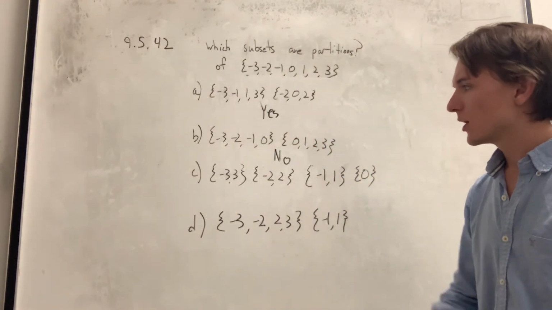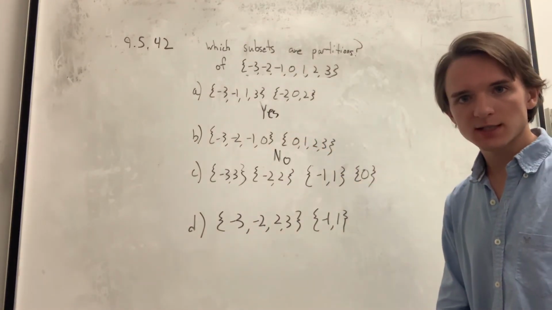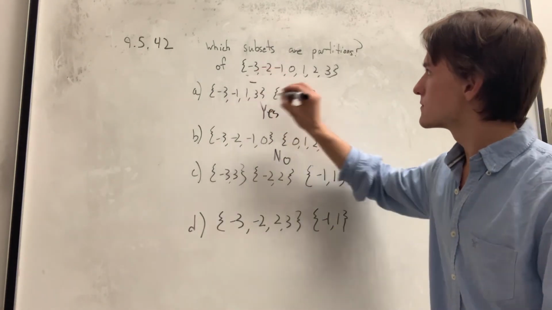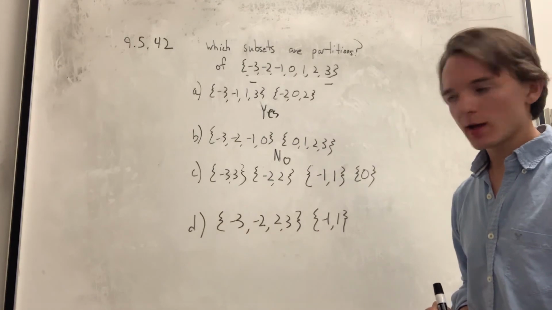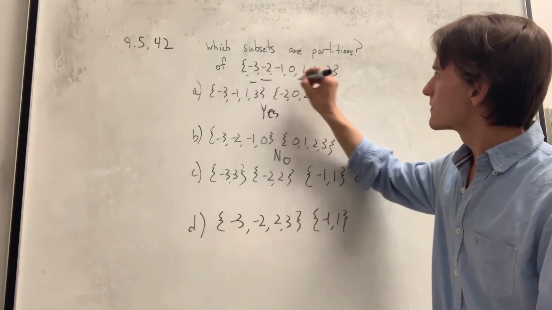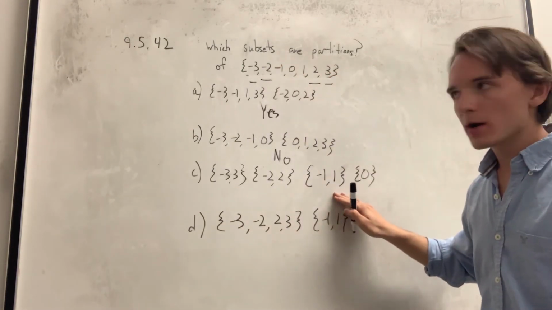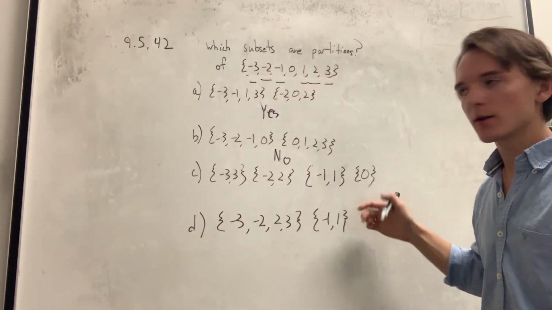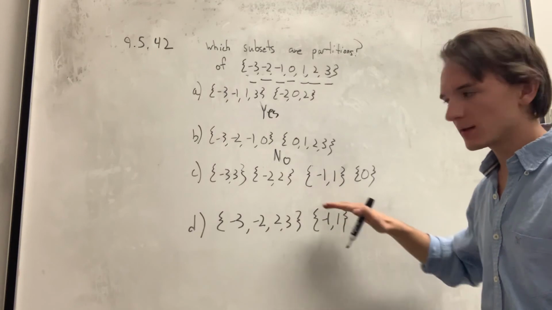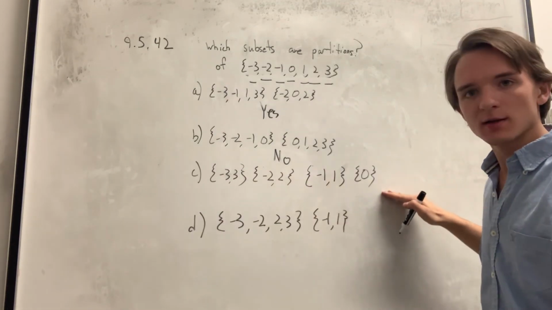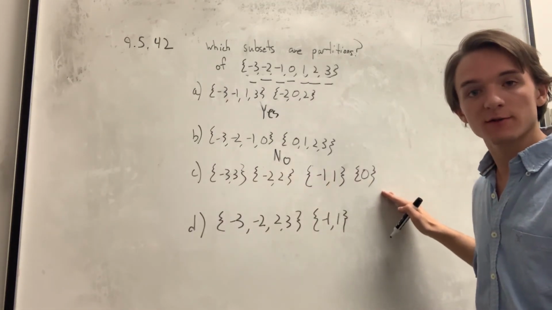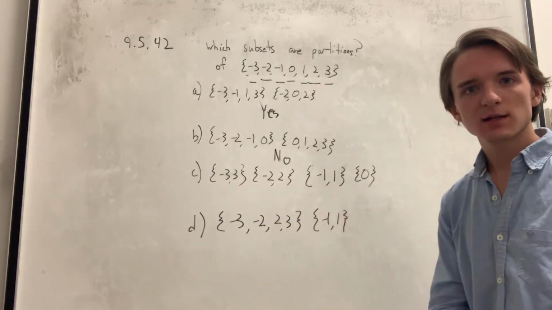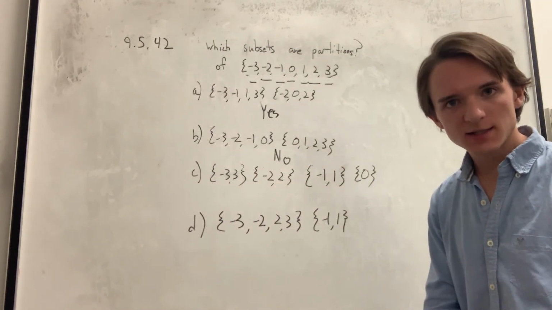Okay, part C. We have 4 different subsets now. -3 and 3, so those are handled. -2 and 2. -1 and 1. Finally, 0. Well, all of the elements are handled by the union of these 4 subsets, and none of the elements are repeated across subsets. So therefore, it is a partition.